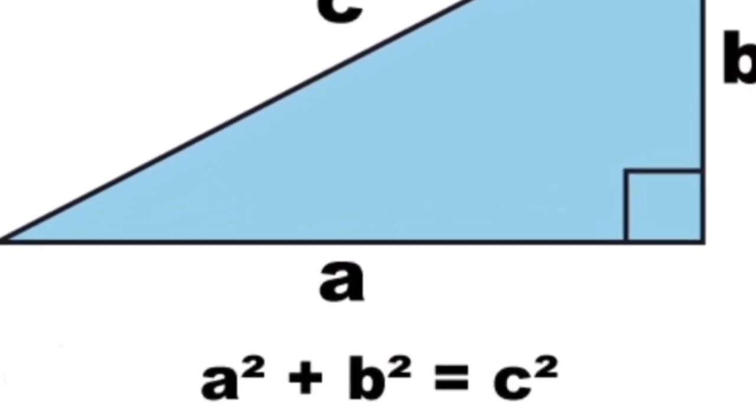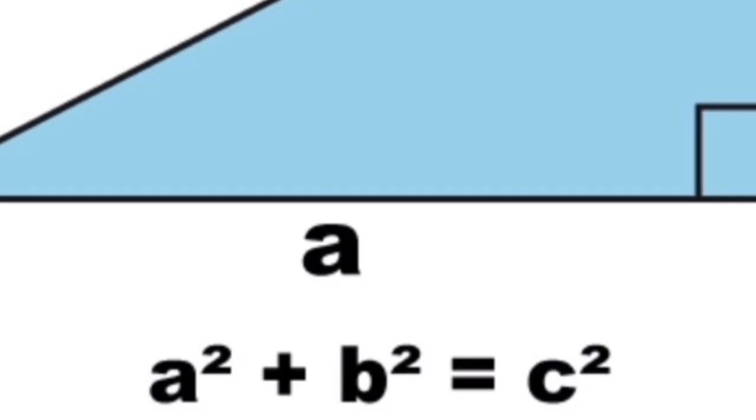Almost everyone is familiar with the Pythagorean theorem, which gives the relationship between the sides of a right triangle. In this video, I'll present two new proofs of the theorem that I hope you will find interesting.